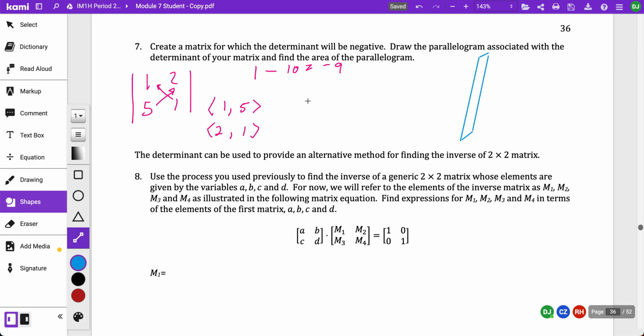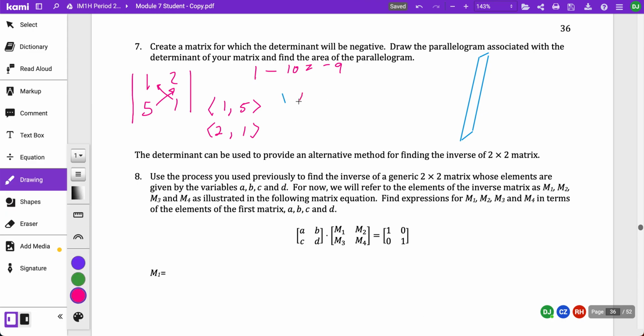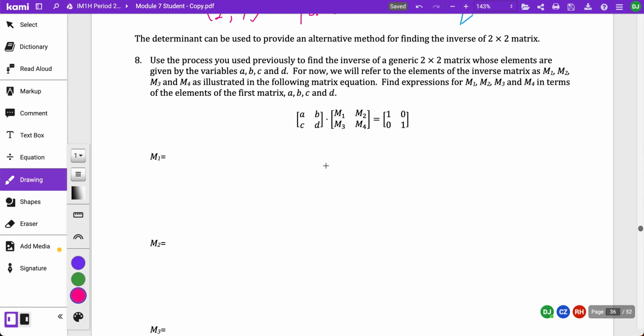So I want you to realize when you find the area of a parallelogram, and this will probably be on your test, so make sure we understand it. The area of a parallelogram is equal to the absolute value of the determinant. Okay, so now let's go back to the second part where we're actually deriving it.